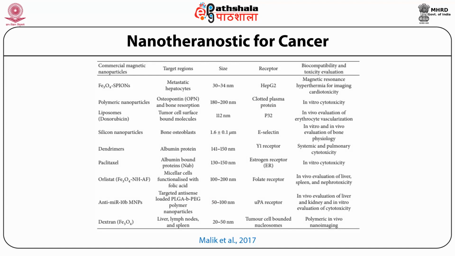Nanotheranostics that have been evaluated for cancer could include some of the materials listed here in this table. You can see there are some commercial magnetic nanoparticles, iron oxide, then polymeric nanoparticles, liposomes, SPIONs, silicon nanoparticles, dendrimers, then albumin bound paclitaxel, then targeting antisense loaded polymers, and dextran containing iron oxide. All these have sizes in nanometers, varying from 10 nanometers to 100 or 300 nanometers, and they have been used with different targeting agents.